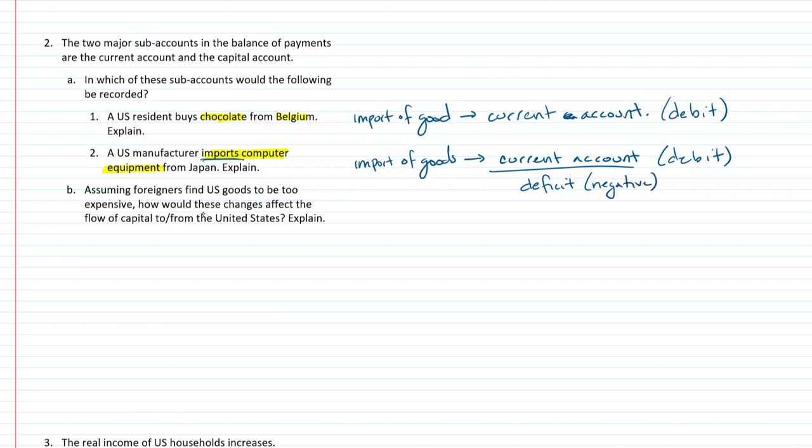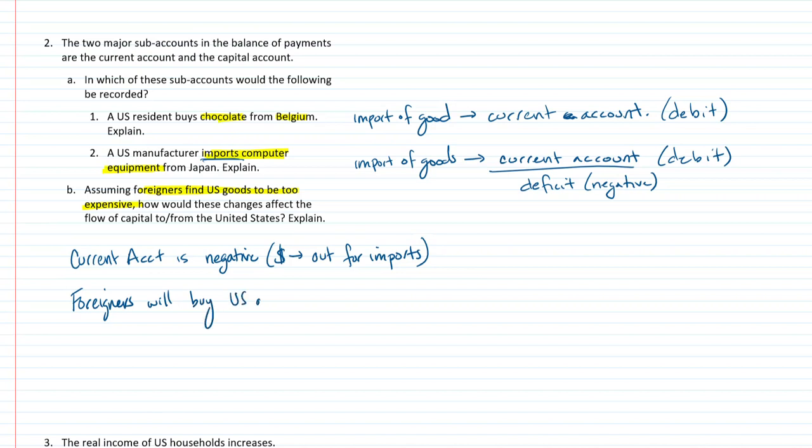Assuming foreigners find U.S. goods to be too expensive, how would these changes affect the flow of capital to or from the United States? So in part one, the current account is negative. So we have dollars flowing out of the United States for imports. And if we assume, as we're told here, that foreigners don't want to buy American goods, then what is the only thing foreigners can do with American dollars? Right, so foreigners will buy U.S. assets, which is capital inflow. And capital inflow, of course, means that the capital account will go positive or into a surplus.